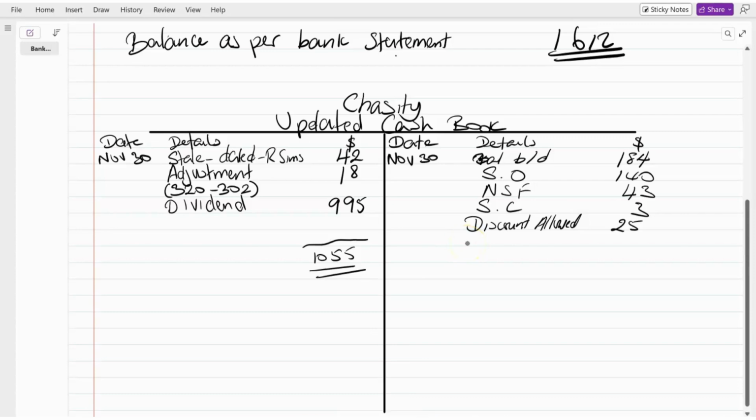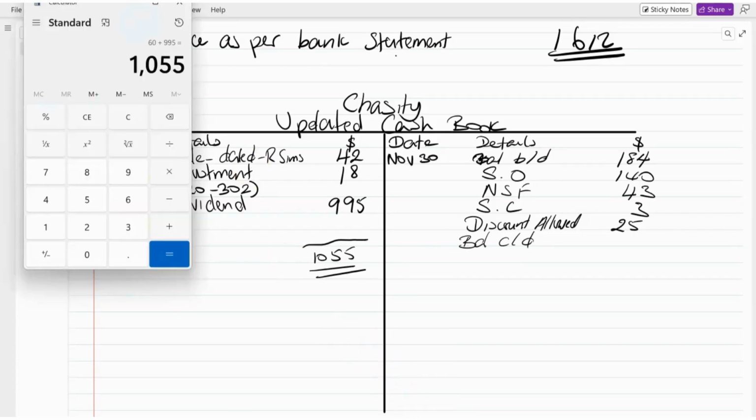And then on our credit side, we would have our balance carried down. So we'd have to total everything on our credit side and deduct it from the overall total on the debit side. So that would be 184 plus 140 plus 46. 46 is the 43 plus 3 plus 25. That's 395, and we deduct that from the 1055. And our difference is 660. So that's our balance carried down.